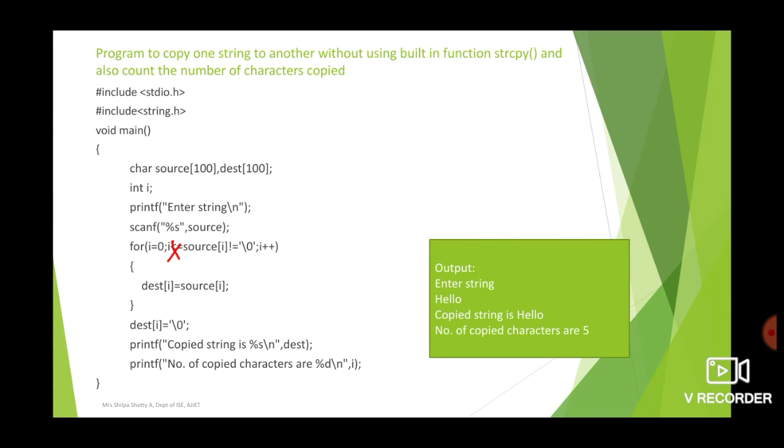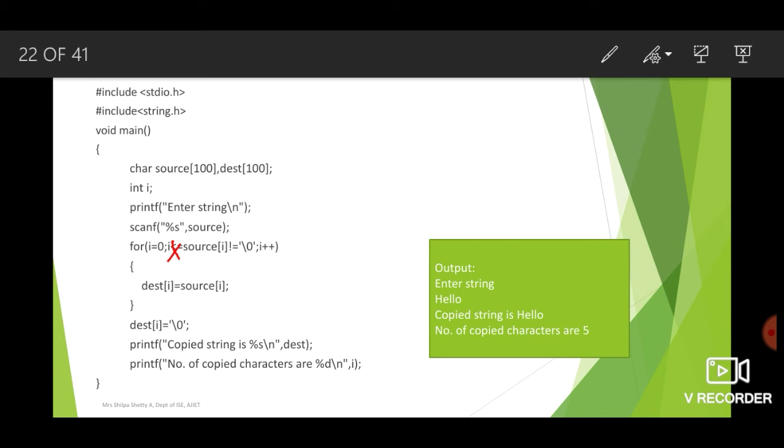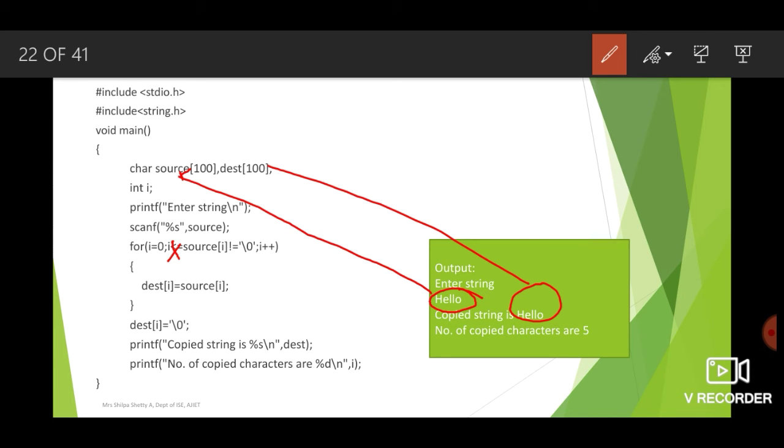So here is a sample output. Enter the string: hello. Copied string is hello. The important point to note is that the entered string hello gets stored in the source, whereas the copied string is displayed from the destination, because source is copied to destination. And the number of characters copied is 5 because hello contains 5 characters, and that is displayed from i because i has gone from 0 to the end of the string.